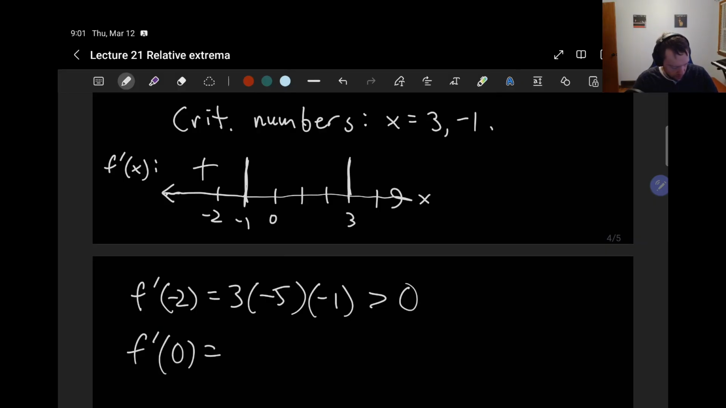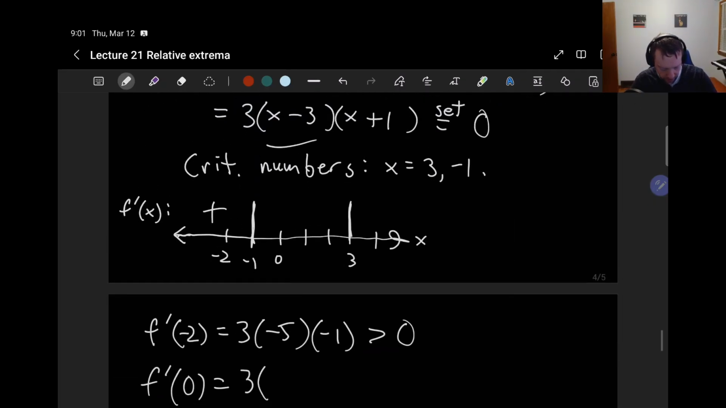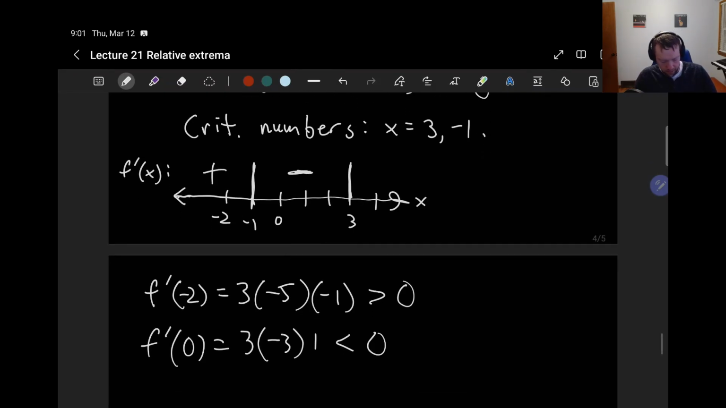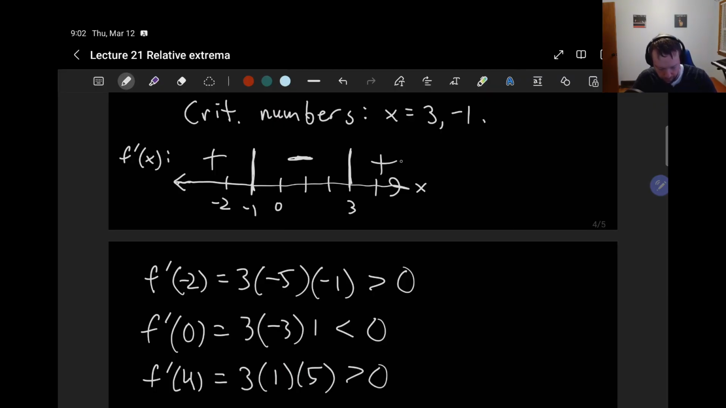Okay, let's use 0 as a test point. So let's zoom out a bit. Plugging in 0 into the derivative, get -3 and 1. So this will be negative. Now we might have an alternating pattern, that's most likely, but you do have to check. Plug in 4. And that is indeed positive.